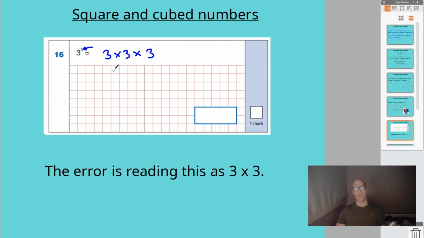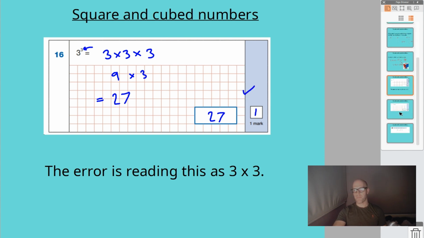Underneath, I would be taking my steps to do 3 times 3, which I know is 9, times by 3. Break it down into each little bit. Equals 27. Write it in the box. Give yourself a mark. Tick. You might even remember that's the number of cubes in a Rubik's Cube.